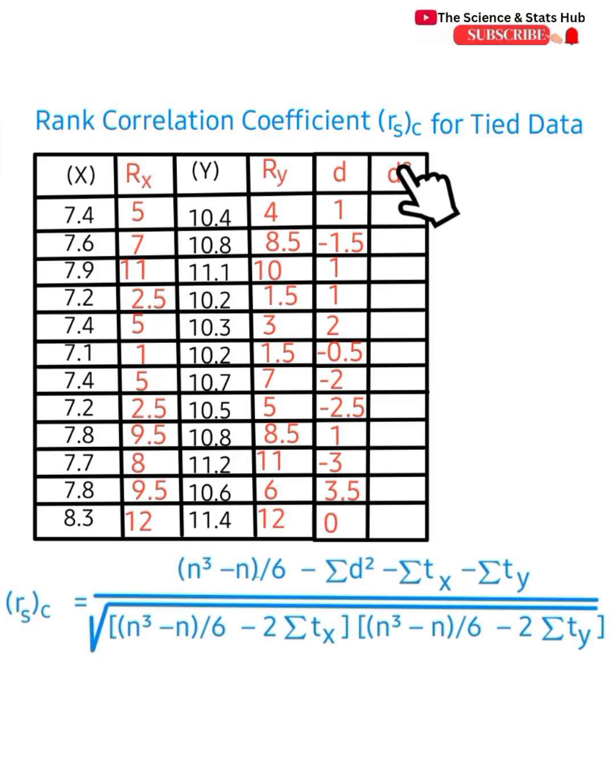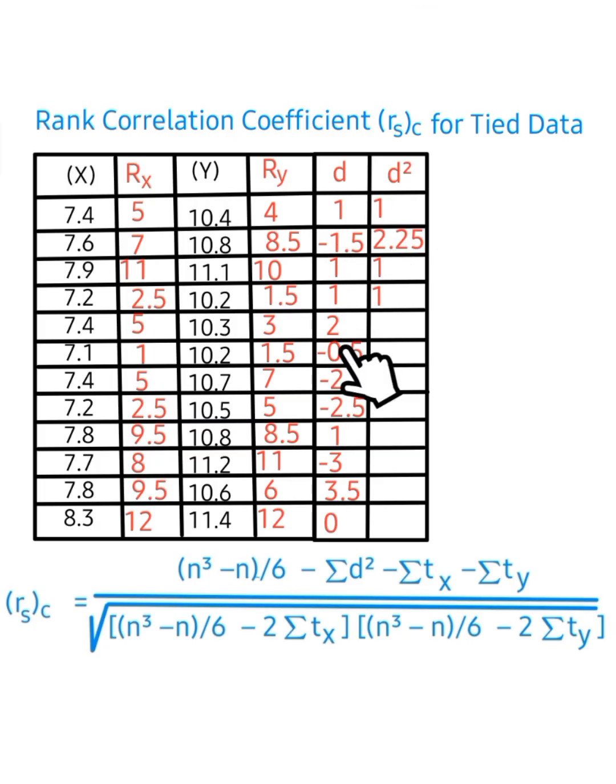Now let's fill up the d-square column by taking the square of each of these values. 1 square, 1, minus 1.5 square, 1 square, 1 square again, 2 square, minus 0.5 square, minus 2 square, minus 2.5 square, 1 square, minus 3 square, 3.5 square, lastly 0 square.